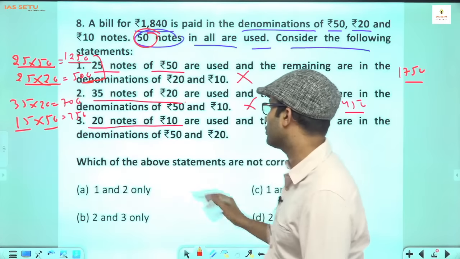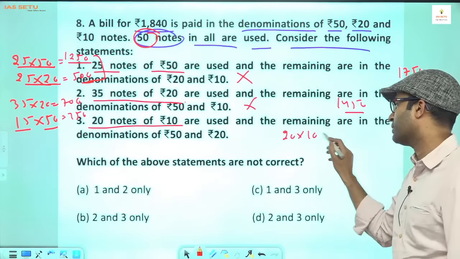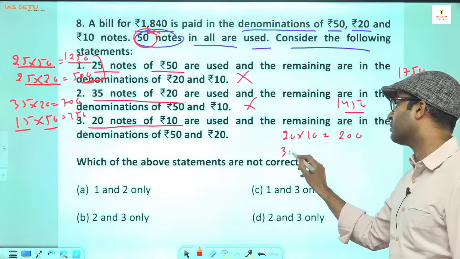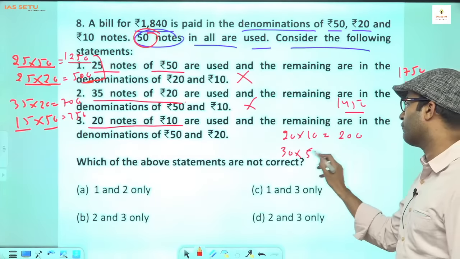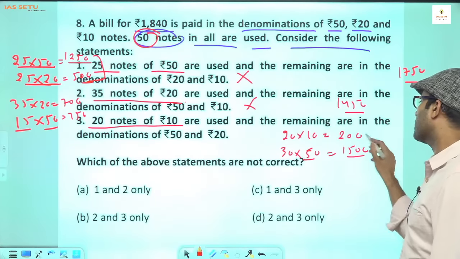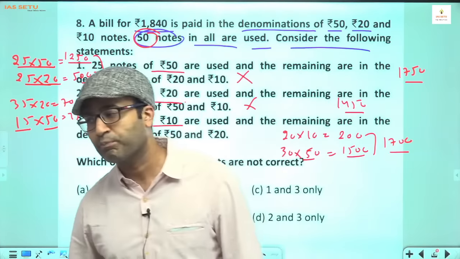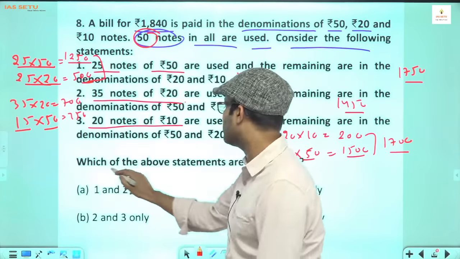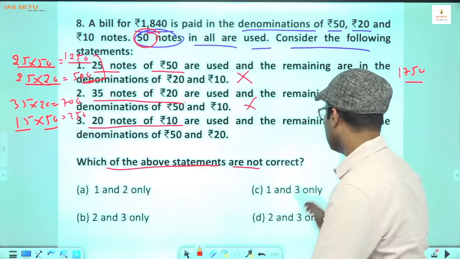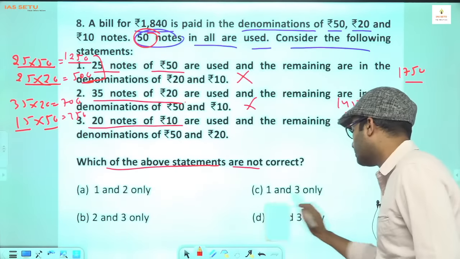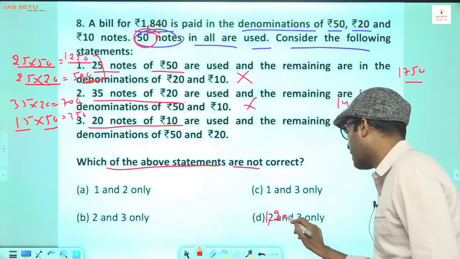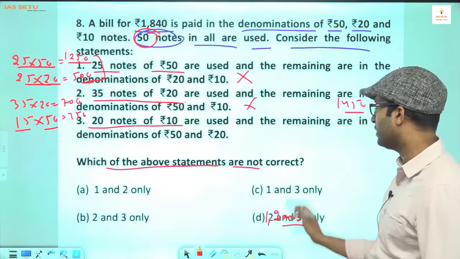In the third case you are using 20 notes of 10 rupees, 200 rupees. Remaining 30 notes, if you use 50, 1500, still your amount becomes 1700. So you are not able to pay the bill of 1840. Which of the above statements are not correct? So here there is 1, 2, 3. Option D says 1, 2 and 3. All three statements are incorrect.